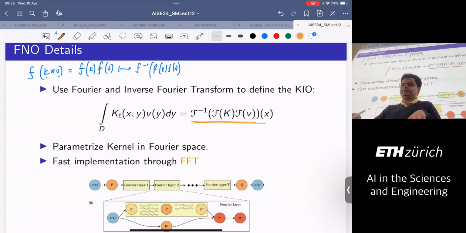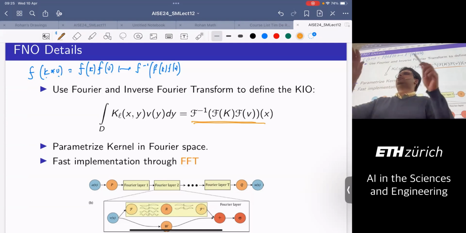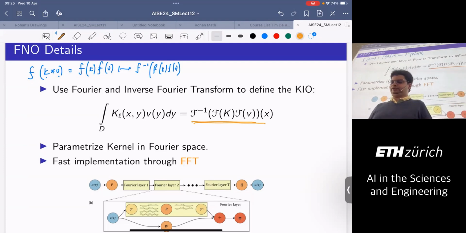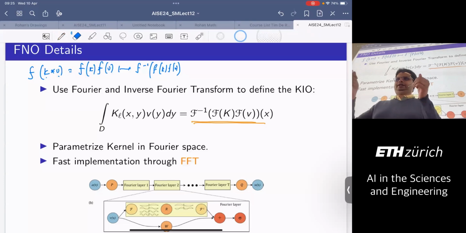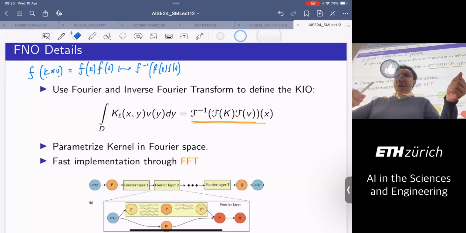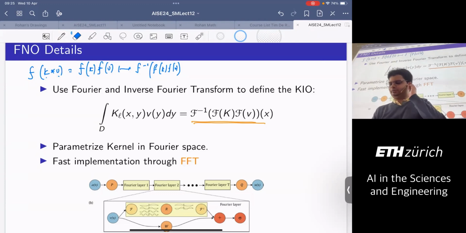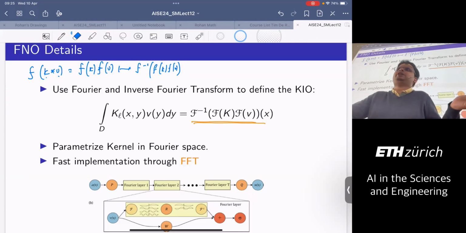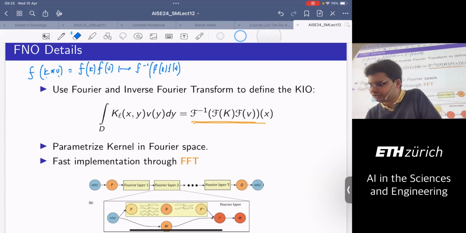Of course we have to realize it at a discrete level, and this I'm going to tell you in the next slide. But now, just for the sake of understanding, let's think that we can work with functions, right? So I take a function, I compute its Fourier transform, okay? Then I do a multiplication with a kernel. This kernel could be in physical space, but I can also do it in Fourier space. Who stops me from doing that?